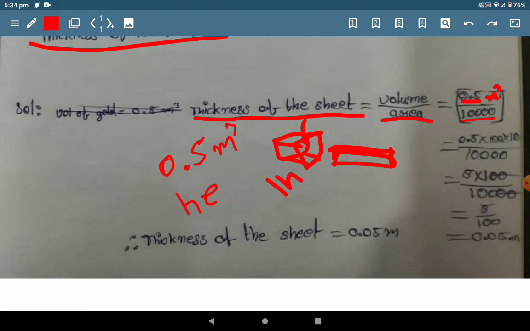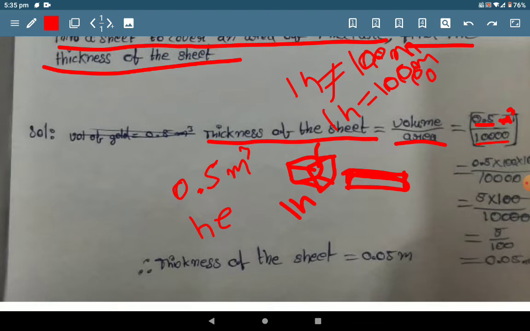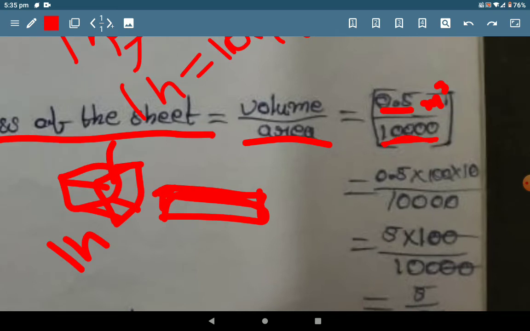So actually 1 hectare is not equal to 100 meters. 1 hectare is actually equal to 10,000 meters. 10,000 meters. So that's why we took 10,000 and now 0.5 into 100 into 10 by 10,000.